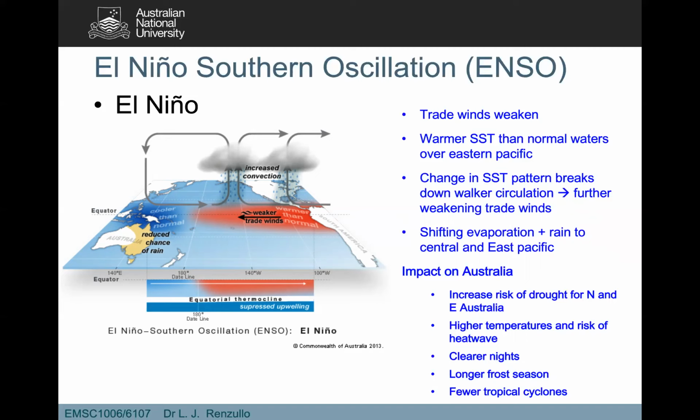So that leads to a higher risk of drought in North and Eastern Australia, potential for heat waves and prolonged frost seasons because there are clearer nights, but there are also fewer tropical cyclones.